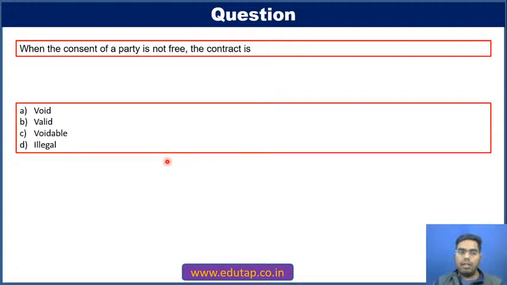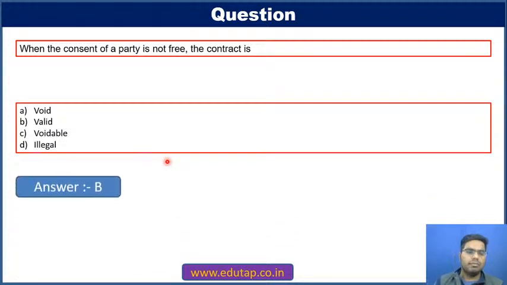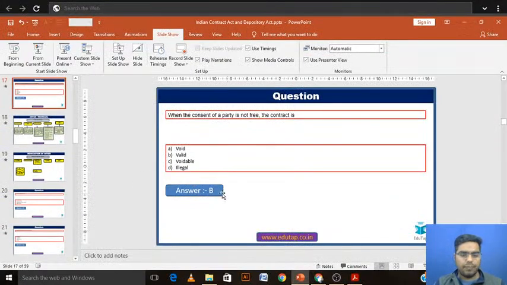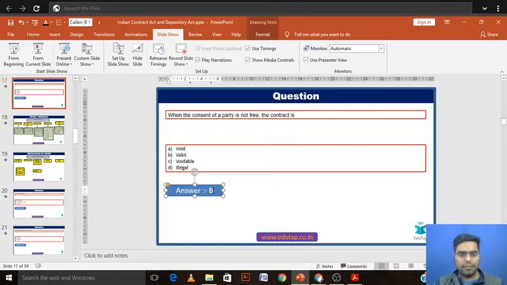Nilesh has written voidable. Moonlit has written void. So you're confused between void and voidable. I've given you the example also when I was teaching you. That is the main thing, guys. In the examination also, these types of small confusions are there. It is voidable. Sorry, I made a mistake here in writing. It is voidable.